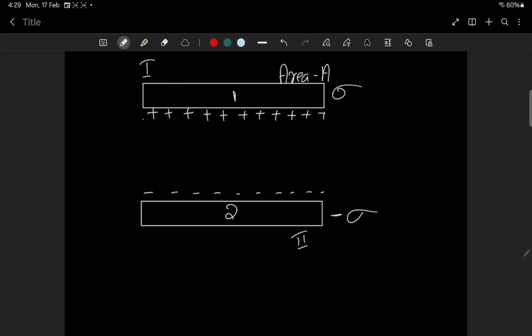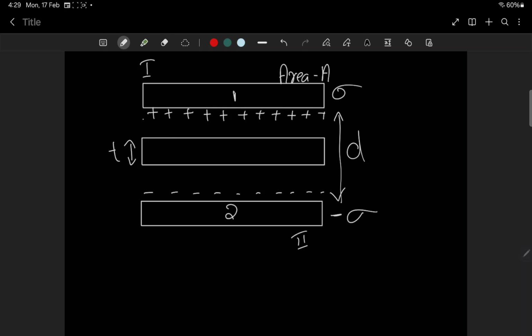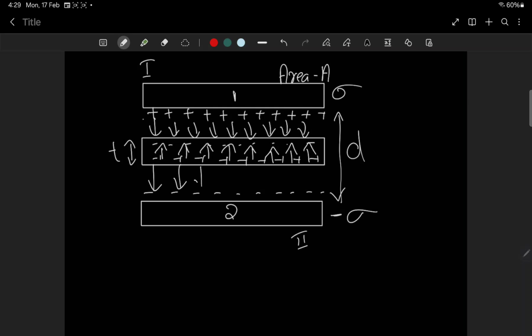So now I'm introducing a dielectric slab of some thickness T, and the distance between the two plates is still D. The thing is that from here to here there is an electric field coming. When it passes through a dielectric, negative charge aligns to the left and positive charge aligns to the right due to polarization, and hence there is an opposite electric field which decreases the electric field. And from here once again, positive to negative, the same electric field is going.